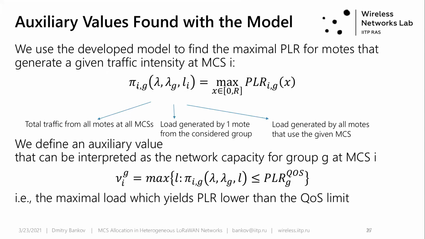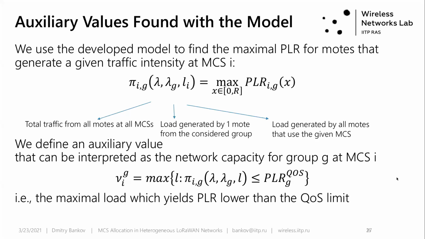We can define an auxiliary value. For example, the maximal load generated by devices which use the considered MCS i, and the maximal load at which the PLR requirement holds for group G. So we have different PLR requirements given by different groups, and for every group we have some specific maximal load which can be assigned to the given MCS, and if we assign more devices to this MCS, the PLR will be higher than the required value. We will call this value the network capacity for this group and for this MCS, mu G i. So it is the maximal load which yields PLR lower than the quality of service limit.